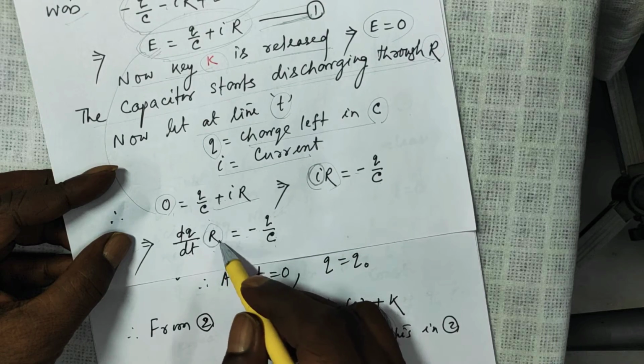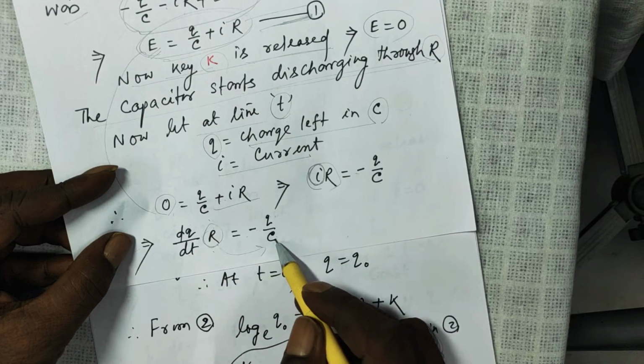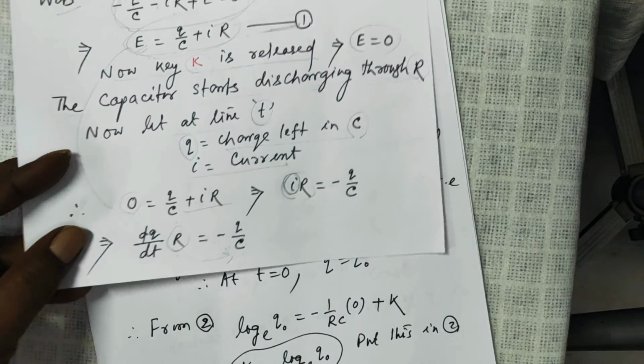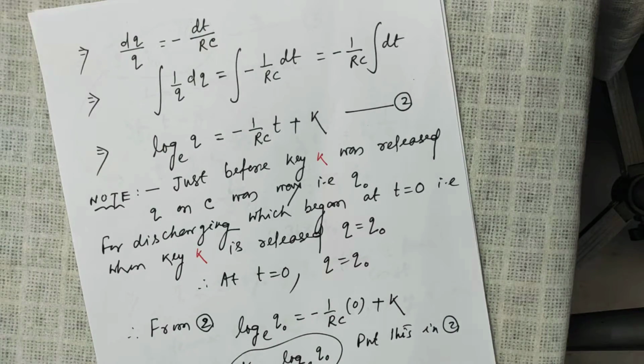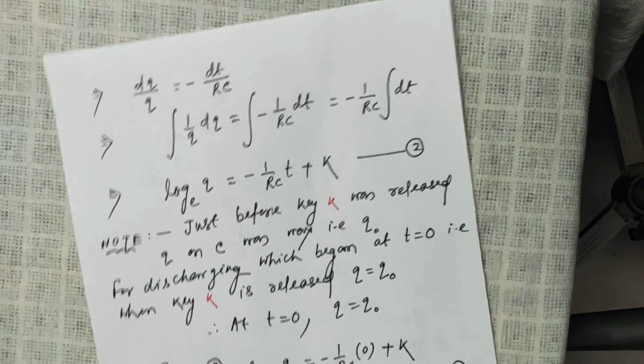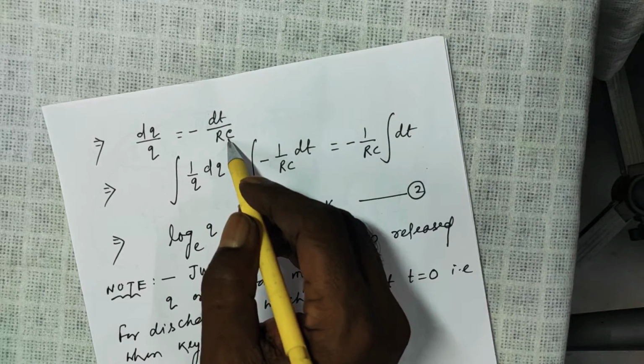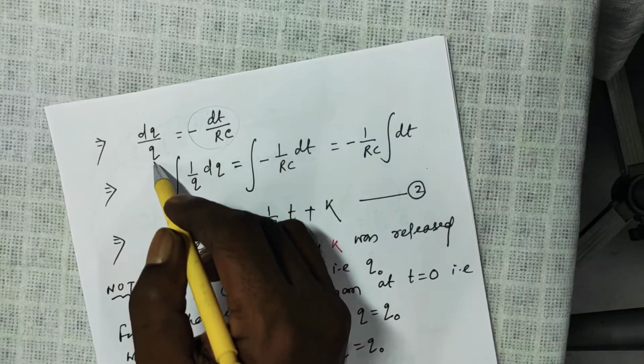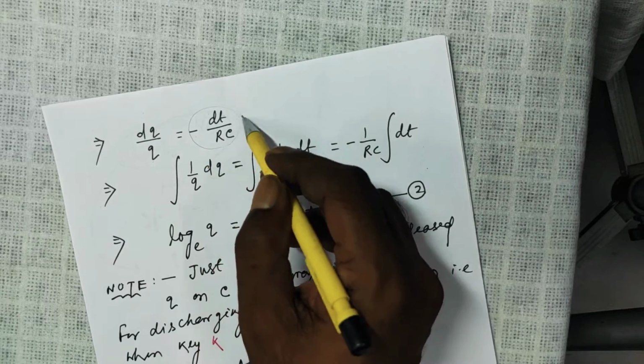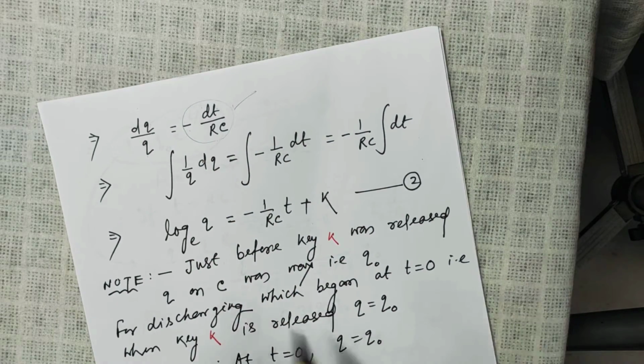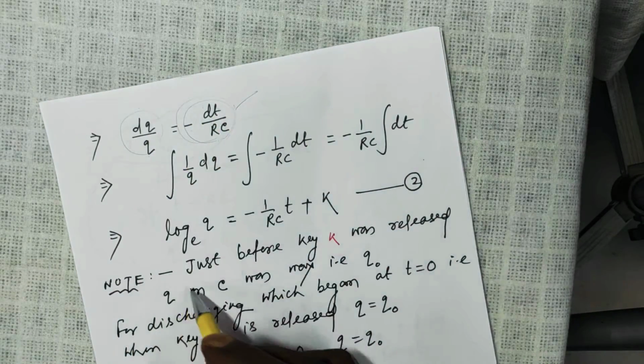This R is multiplied here. Bring it to the right side. It will be divided, so it will be kept on the denominator. R comes to the right hand side. Now dQ by Q is equal to minus dt by RC. Now integrate both sides. Integrate this side and integrate this side.